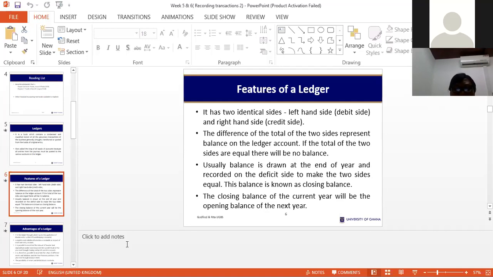So we are saying that the side which is deficit or smaller would have to make up for that, and that is known as the closing balance. So where the difference is, that figure becomes the closing balance. And if it is closing for this period, for the next period, it becomes the opening balance. So we must note that.